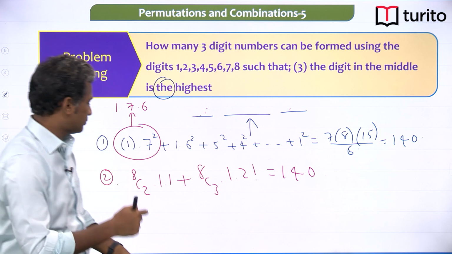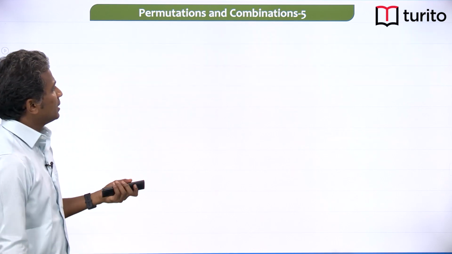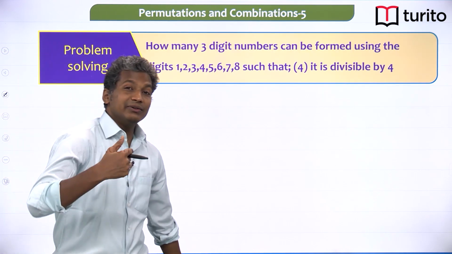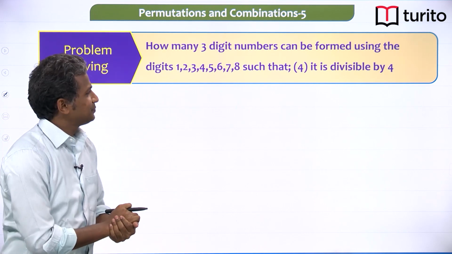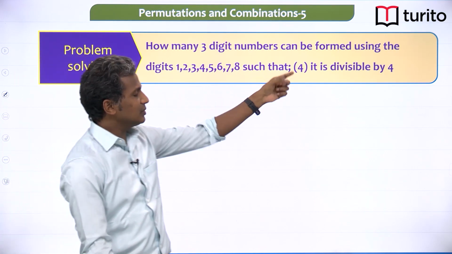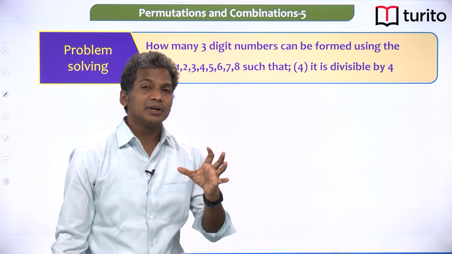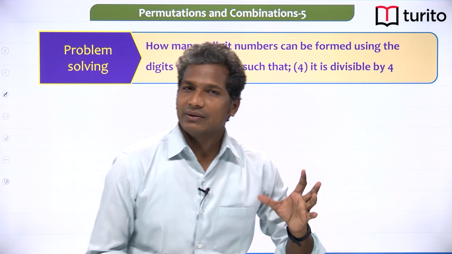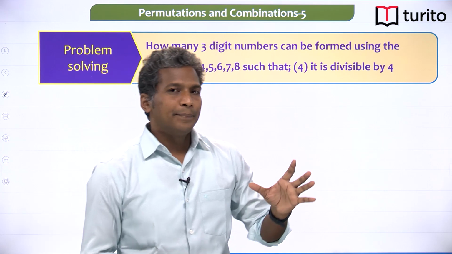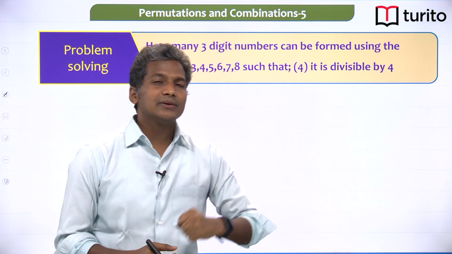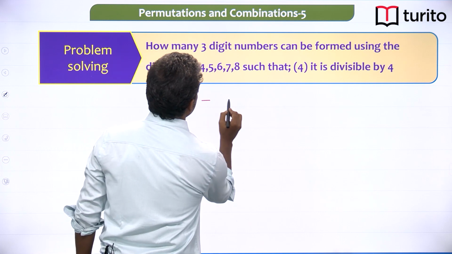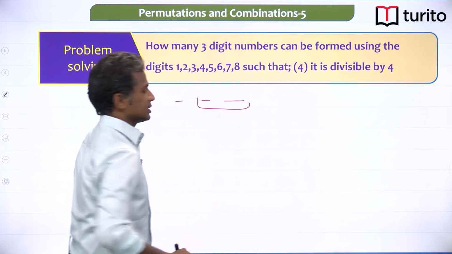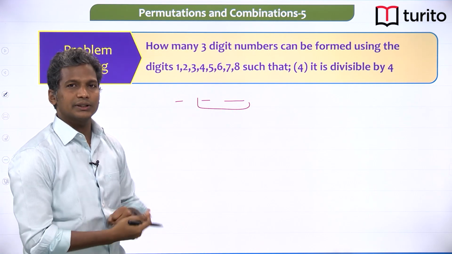Now let us go to the next question, okay. The next question is even a little tougher than that, okay. So gradually the level is increasing. Here we have to make sure that the number is divisible by 4. Now what is the divisibility rule of 4? The last 2 digits must be divisible by 4, right. So that means our main focus is on these 2 locations. This is our main focus.